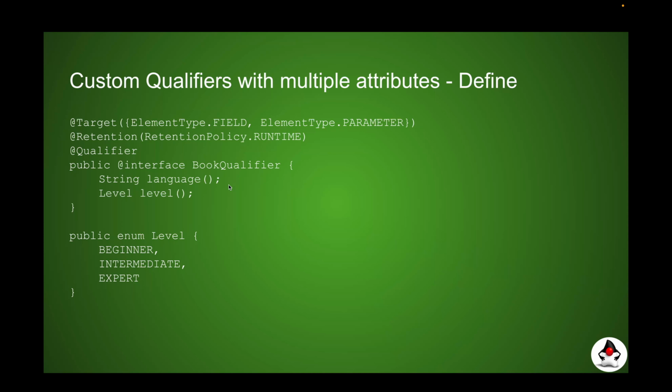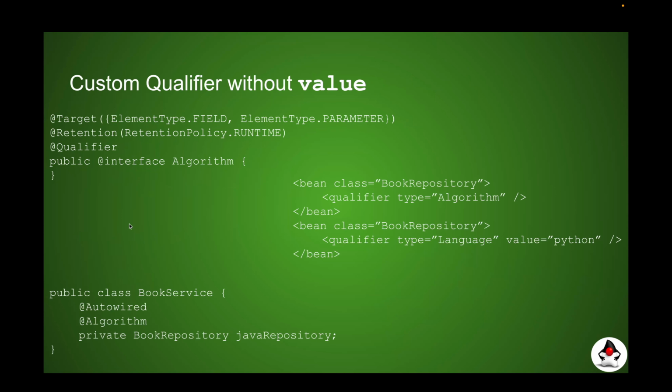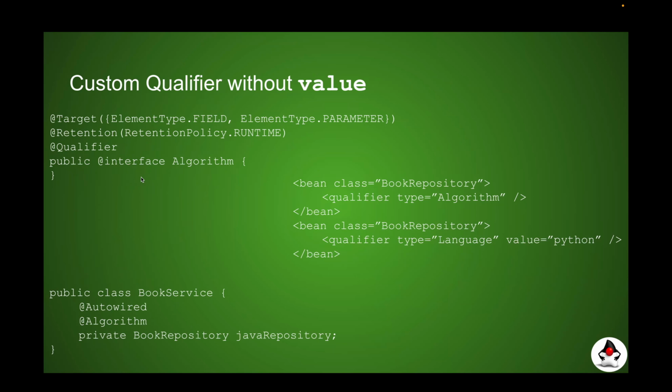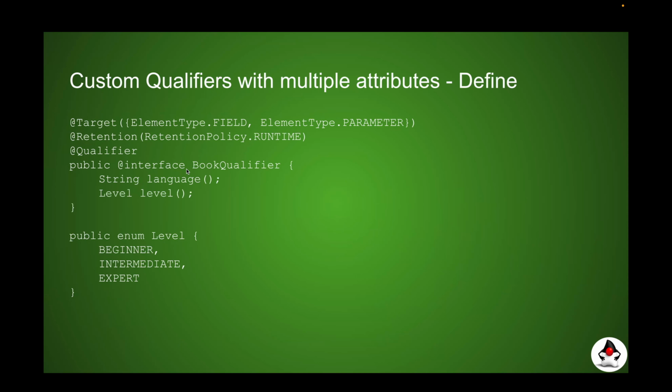So we can just define multiple attributes. Earlier we only defined one attribute, which is a string. The type is a string, and the name or key is value. And after that we defined one qualifier with no attribute. Then we can define a qualifier with multiple attributes, so just the type of the attribute and the key or name of the attribute.